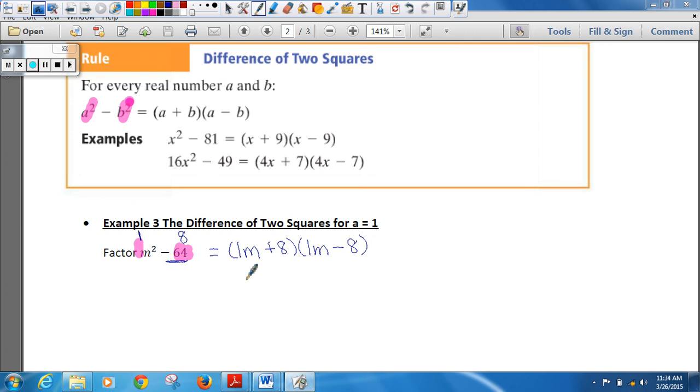So if I double check it just to prove to you that this works, use the FOIL method. Our first ones give me 1m squared, which is the same as m squared. The outside ones give me negative 8m. The inside ones give me positive 8m, which gives me 0m. And that's why there's no second term right here. And then positive 8 times negative 8 is negative 64. So it does work. That has been proven that it does work. So you can use this if you have the difference of two perfect squares.